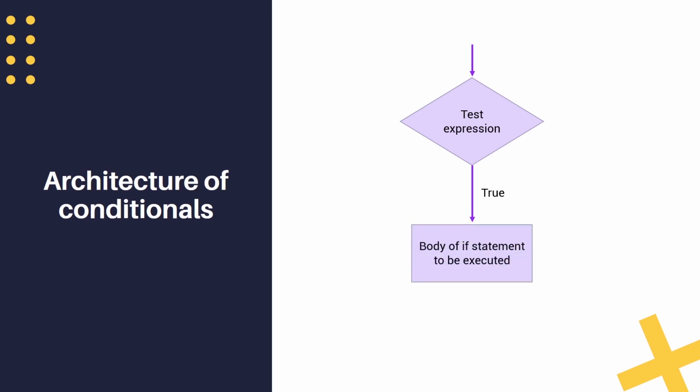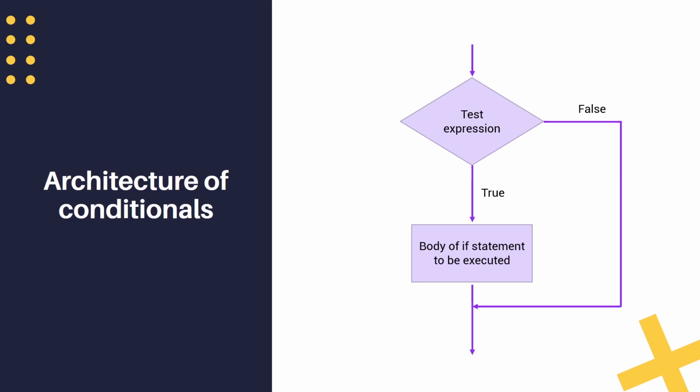Now, with that said, let's take a moment to review a simple architecture of conditionals, in this case, if-else statements. We generally start our program by testing some sort of expression. Once that expression is tested, if the condition is true, we carry out some block of code, or some body of the if statement, which must be executed. However, if the condition is false, we take a different route instead, and we carry on with the next executable part of our code.